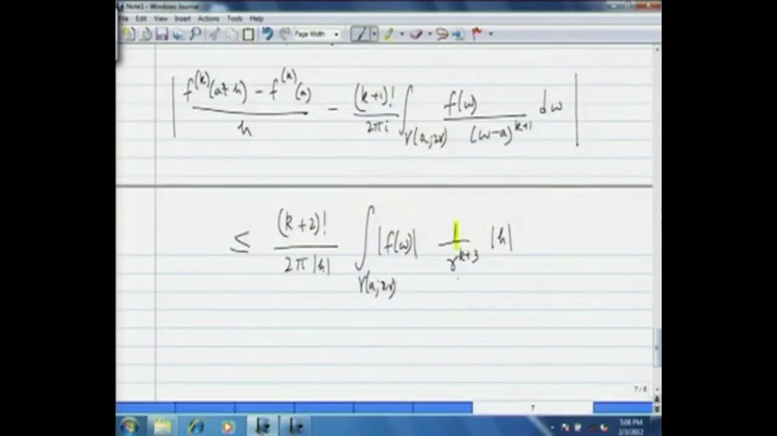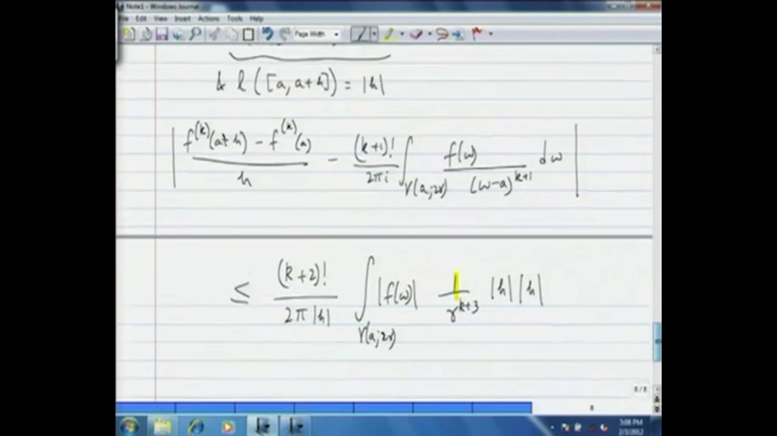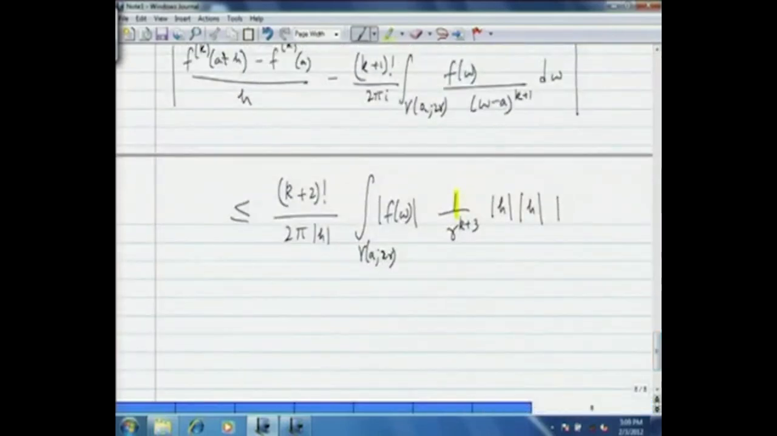Notice that this r power k plus 3 is independent of the parameter tau or the parameter zeta, which appear in the integration. And then the straight line joining a and a plus h is at most modulus of h in length. So we have two modulus of h there, and finally, we have your dw in modulus. So, modulus of dw.